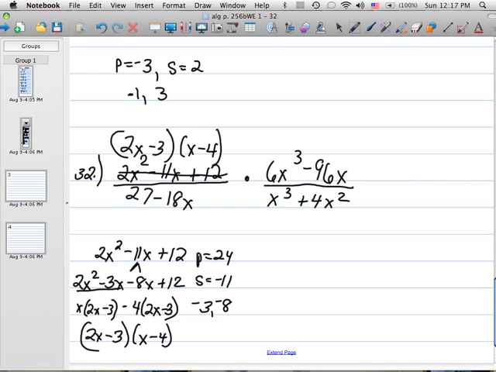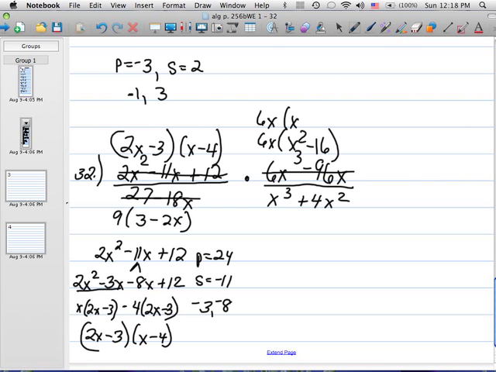The bottom, we can take out a 9, and that leaves us 3 minus 2x. The second fraction, we can take out a 6 and an x, and that leaves us x squared minus 16, which is the difference of two squares, so that makes 6x, x minus 4, and x plus 4. On the bottom, I can take out the greatest common factor of x squared, and that leaves us x plus 4. All right, so now we can start canceling.